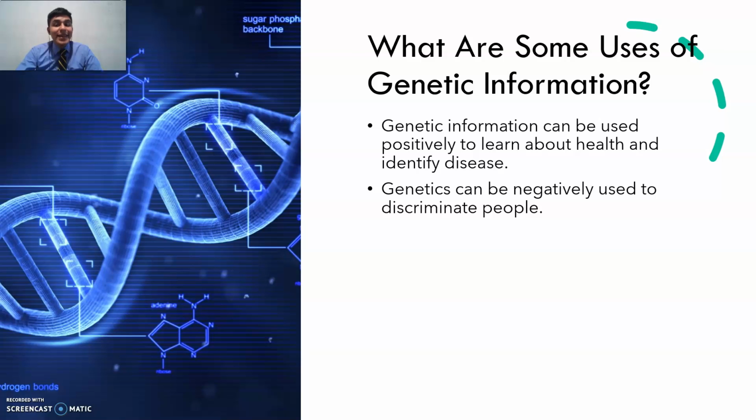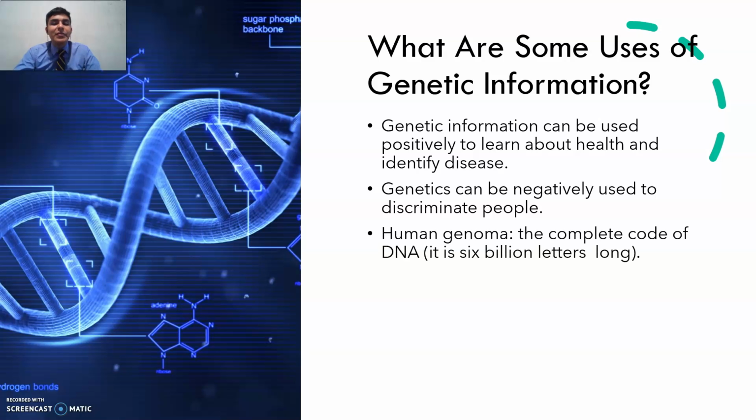But genetics can be negatively used to discriminate against people. So, unfortunately, there has been a lot of racism everywhere around the world. There have been cases of racism in the United States, as well as in Guatemala, and in many other places in the world. But specifically today, we're going to talk about Guatemala and the United States.